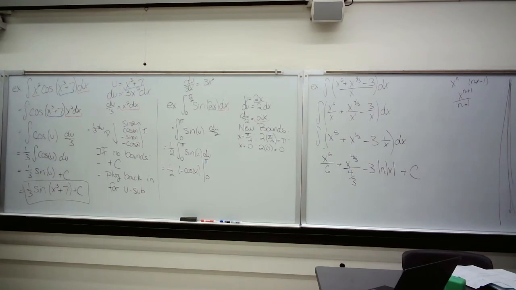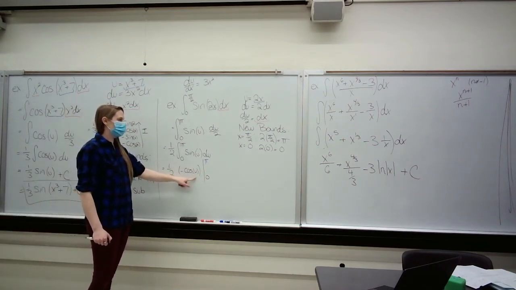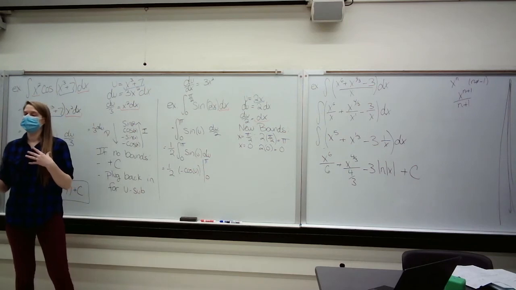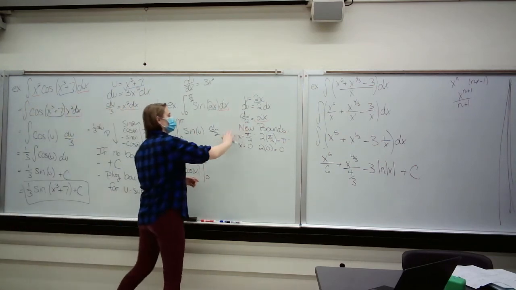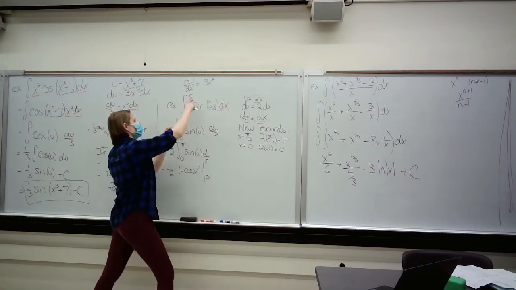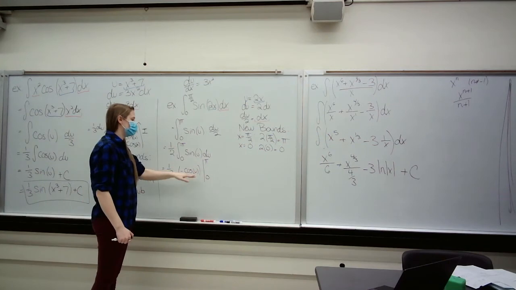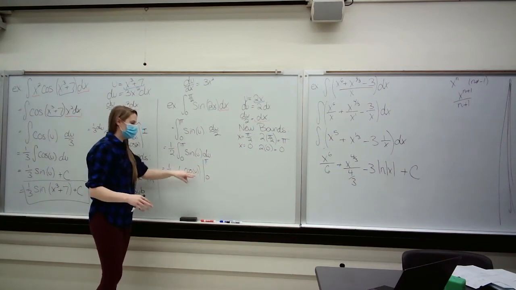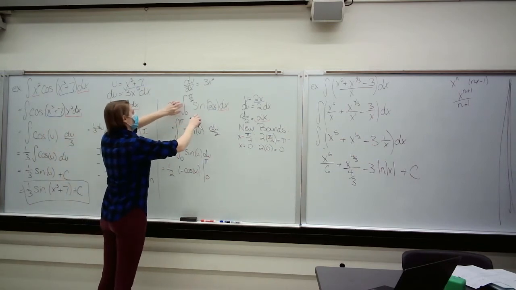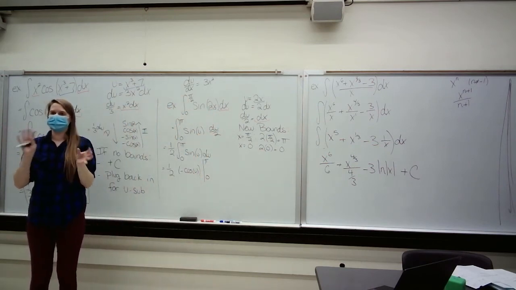If you were to plug in for u, would it be wrong? If you were to plug back in for x, that would be wrong because you've already plugged in for your bounds. The only way that could work is if you didn't plug in new bounds. If you instead plugged back in and also used your original bounds, that would be okay. But your bounds and your variable, whether u or x, always need to be the same. Either your bounds are for x and x is in there, or your bounds are for u and u is in there. You can't mix and mingle x's and u's.